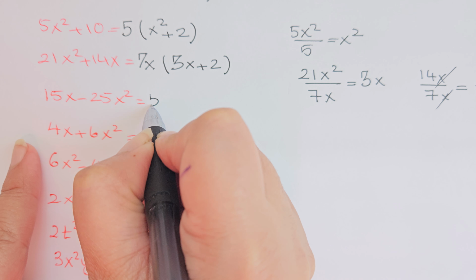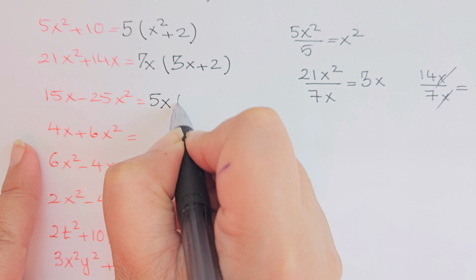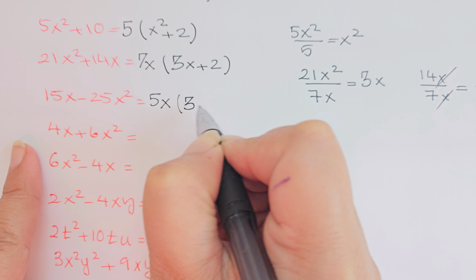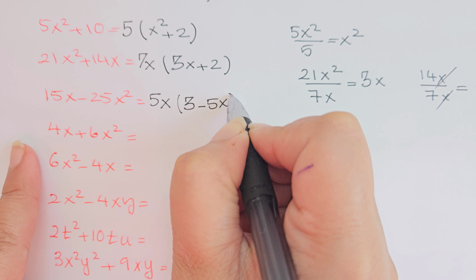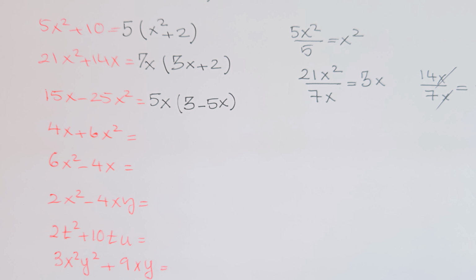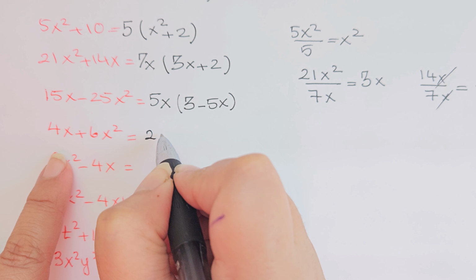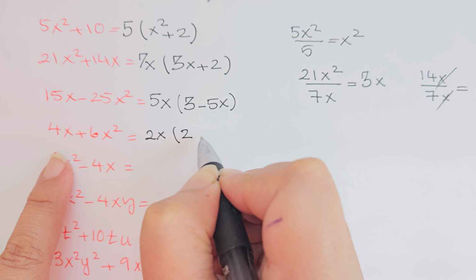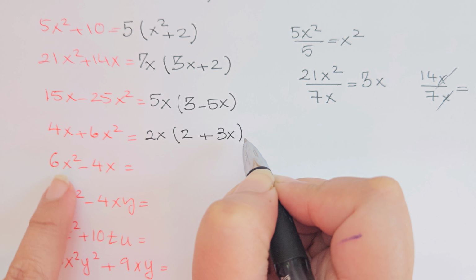I would say the common term sounds like 5x. So I will have 3 minus 5x. You can just pause the video, try to do all these example practice questions on your own, and then check back your answer. Let's say for this one, again, the same thing. So 2 times x. 2 plus 3x is the answer.